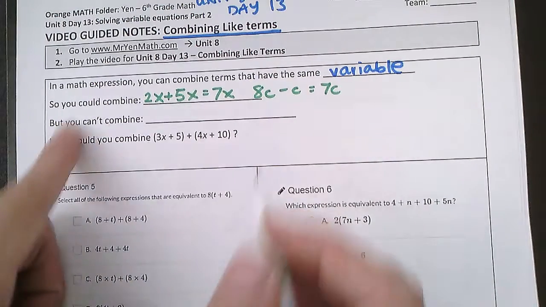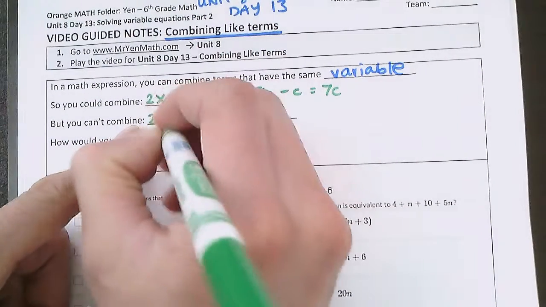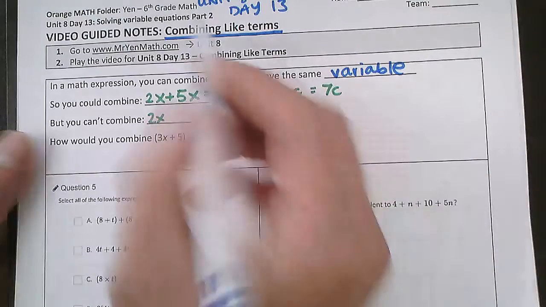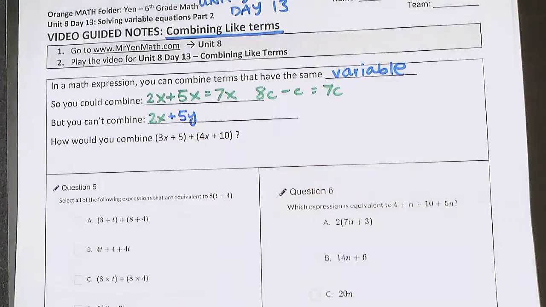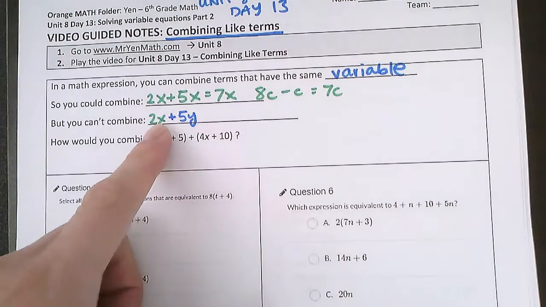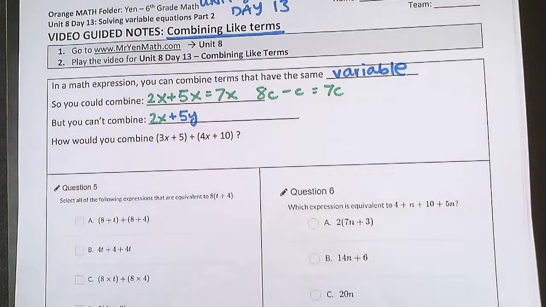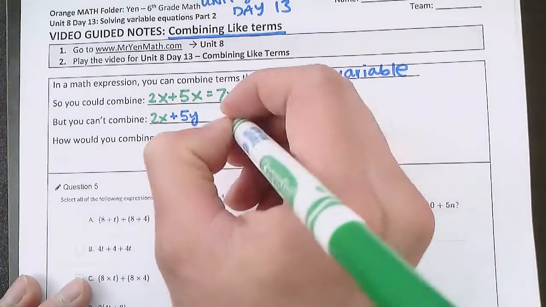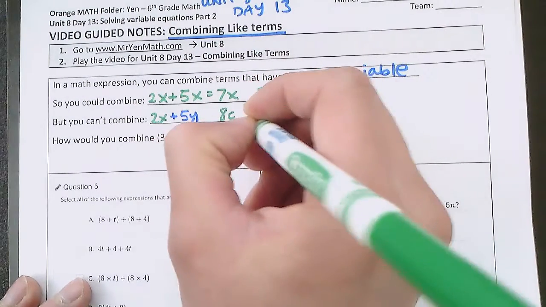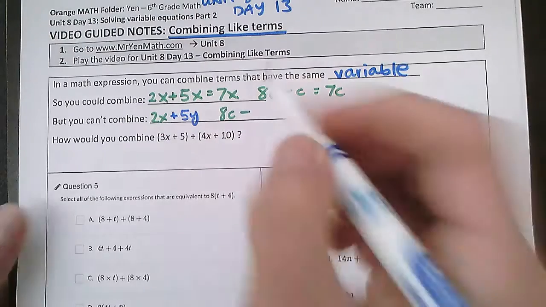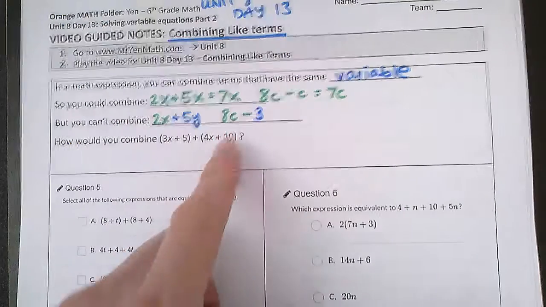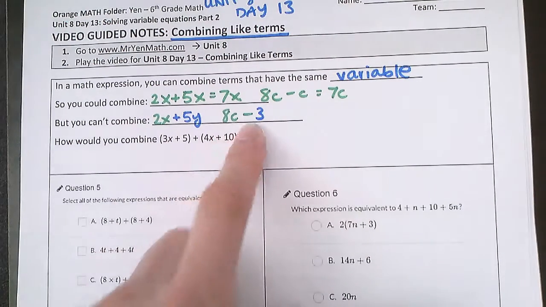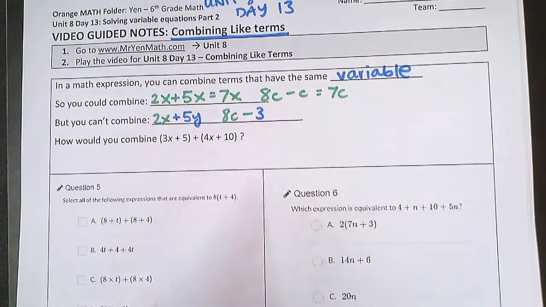But you can't combine if you have 2x plus 5y, for example. Then that just stays as 2x plus 5y. You can't combine that. Or you can't combine if you have 8c minus, say, 3. This you can't combine either, so that just stays as 8c minus 3.